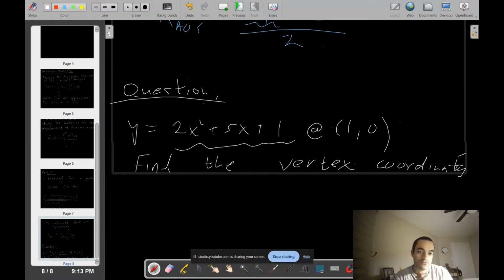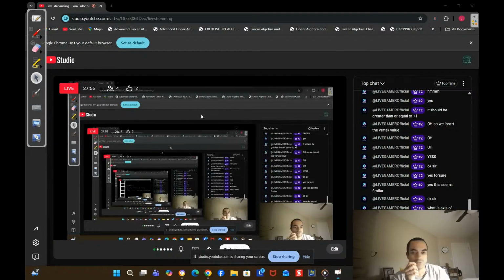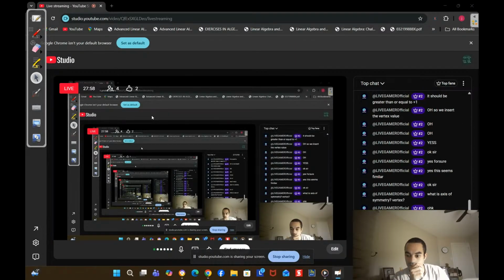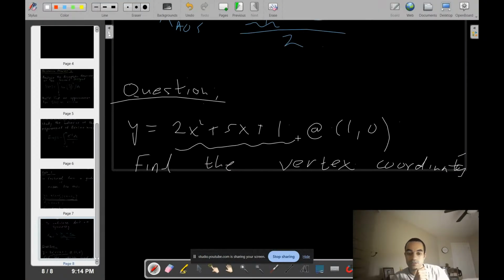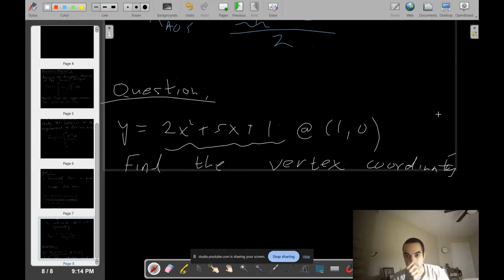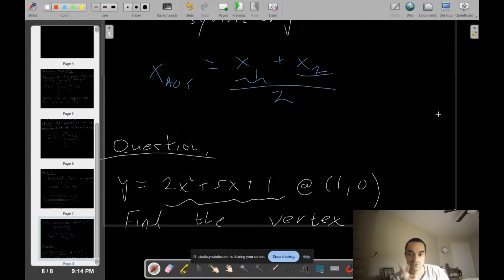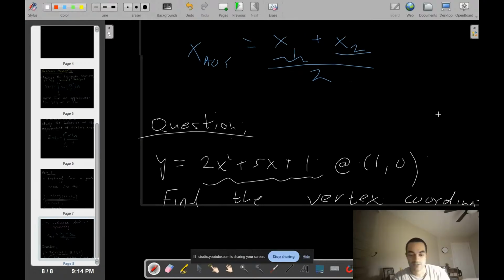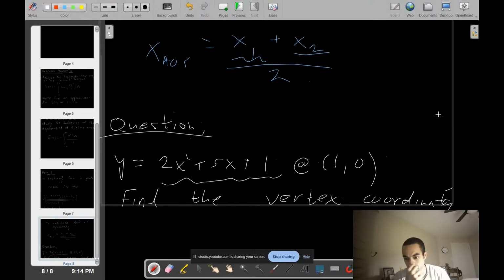So say you want to do that. We're going to figure out what the vertex coordinates are. Yes, you can do -b over 2a. Exactly, -b over 2a is correct for the vertex. You could also have done, as I said, the x-axis of symmetry, (x1 + x2) divided by 2, to get the roots and then average them to get the axis of symmetry. So you could have done it that way.